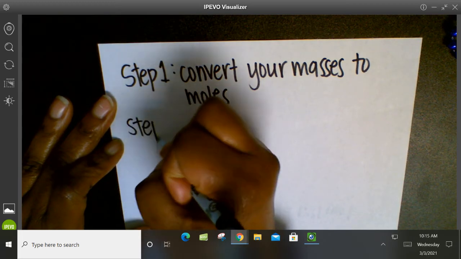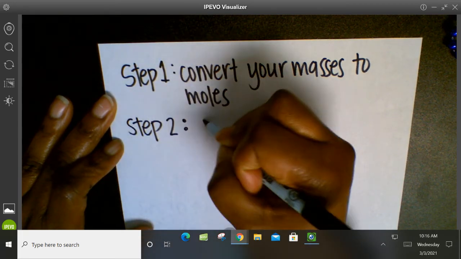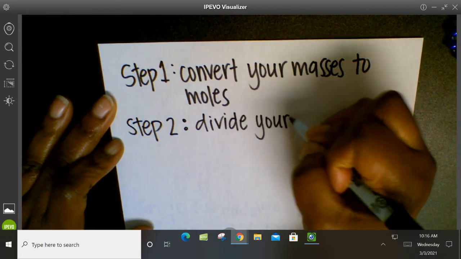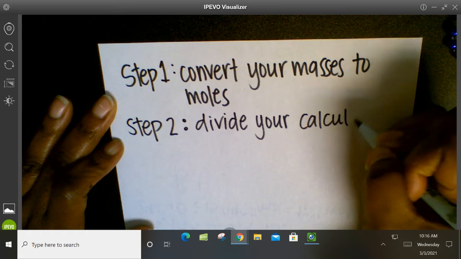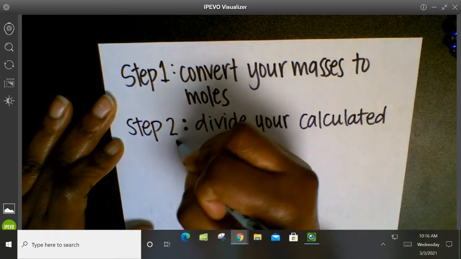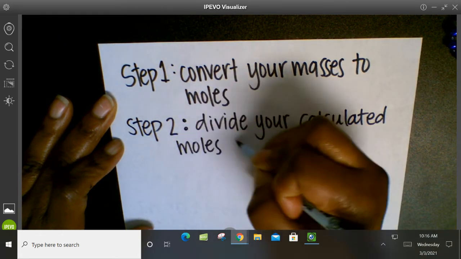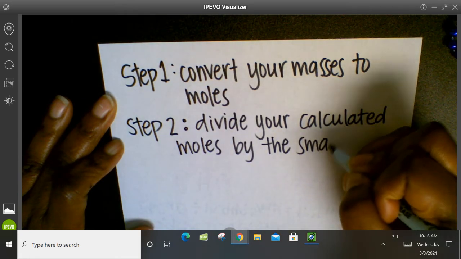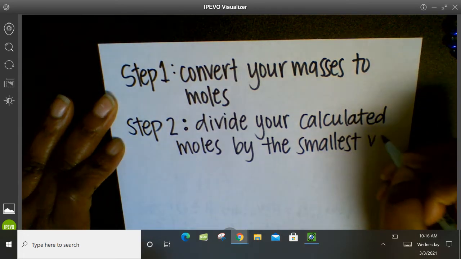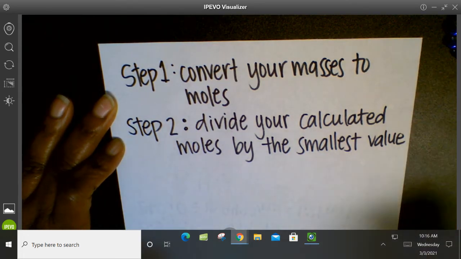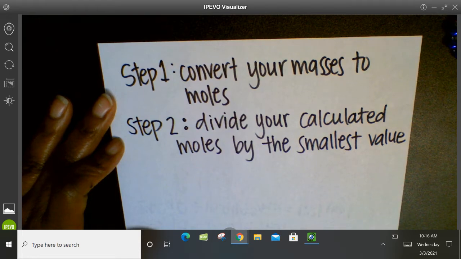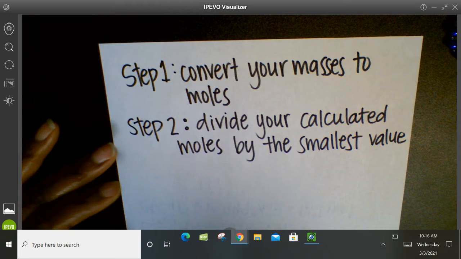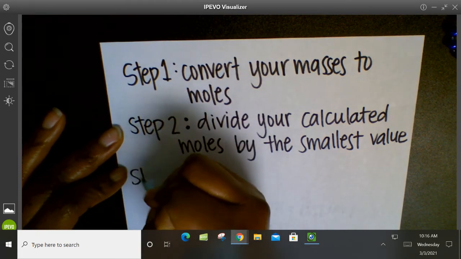Step 2, divide all of your calculated moles by the smallest value. So in the example that I just went through, when I found all of my moles, the smallest value was 1.81. So everything was divided by 1.81.